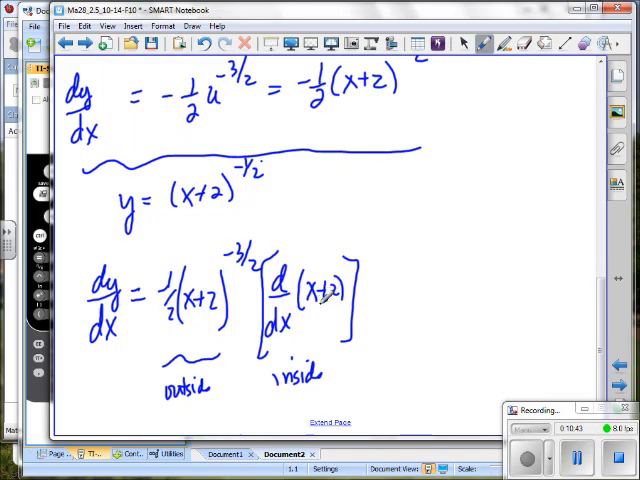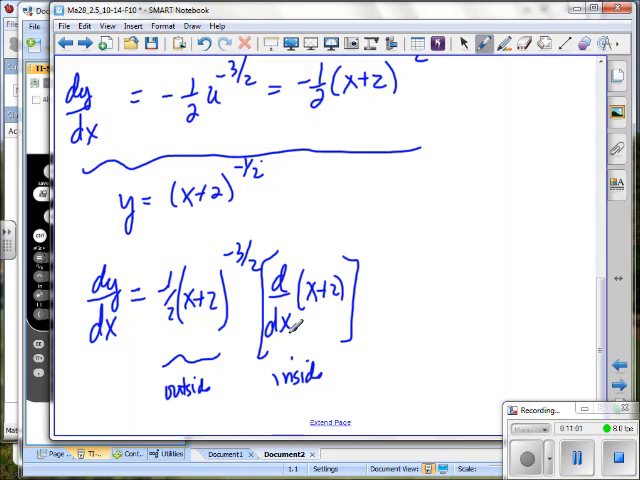First thing I'm going to do is add 2, and then the last thing I'm going to do is take that answer to the negative 1/2. So my outside is raising to the negative 1/2. I take care of that outside function derivative first, then I take the derivative of the inside. Do I get the same thing? Yeah, I get the same thing.